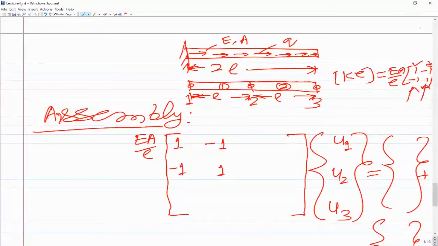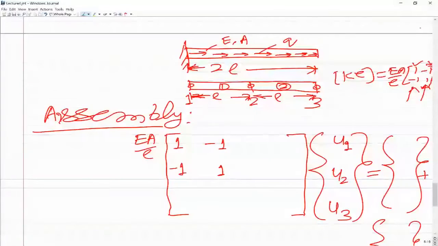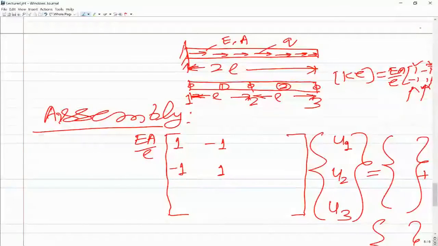Now the second element consists of global node numbers 2 and 3. That is, for the second element, the first local node is actually global node 2, and the second local node for element 2 is global node 3. So that means the first row and first column of the second element will go to the second row and second column, and similarly the second row and column of the second element will go to the global third row and third column.